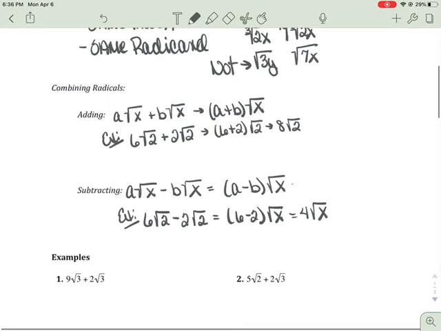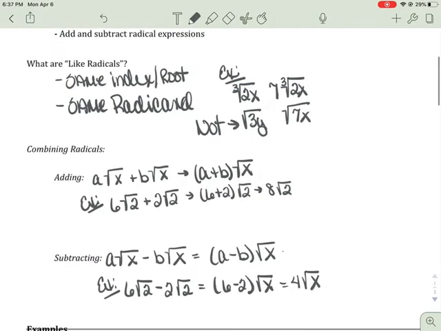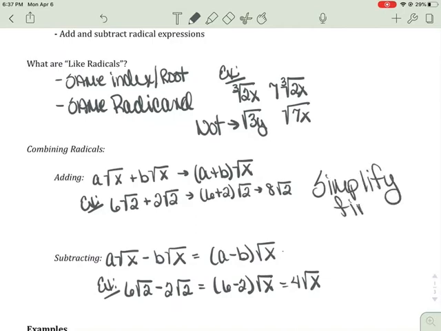All right, so let's try a couple of problems. Now, we may need to simplify first before we add and subtract. So let's make note of that: simplifying first may be something that needs to happen, because we may need to simplify so that we can find if the radicals are the same or not. So we may have to do some simplifying while we're trying to do this.